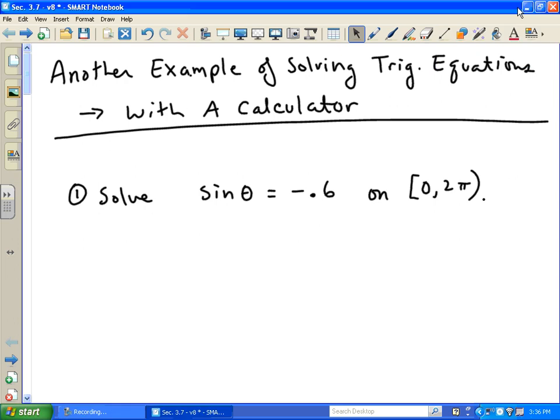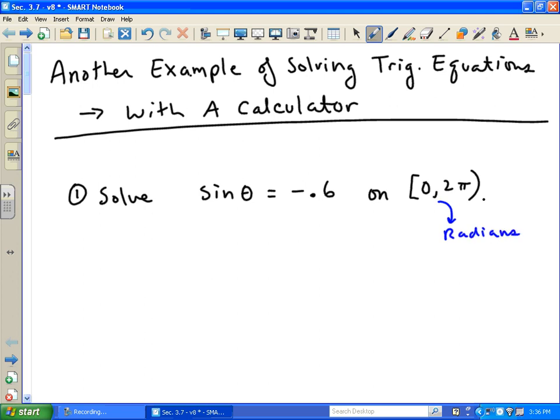I'd like to now look at a few other examples of solving trig equations where you have to use a calculator. First of all, let's look at solving sine of theta equals negative 0.6 on the interval from 0 to 2 pi. Okay, this is indicating that we need to make sure that our calculator is in radians.